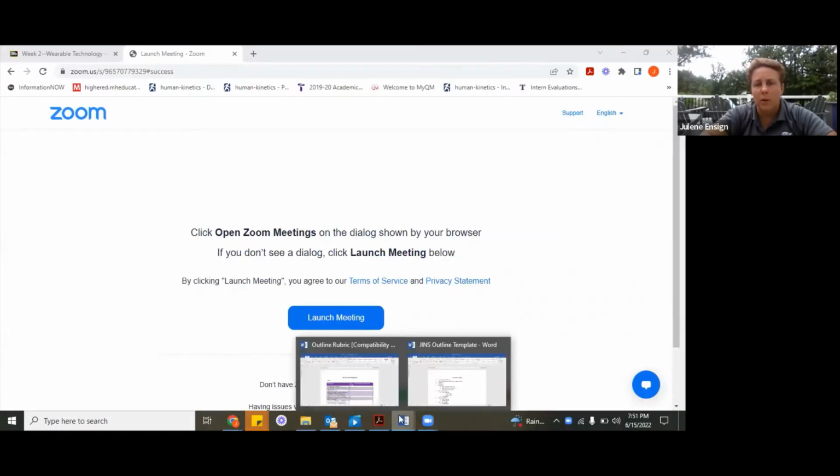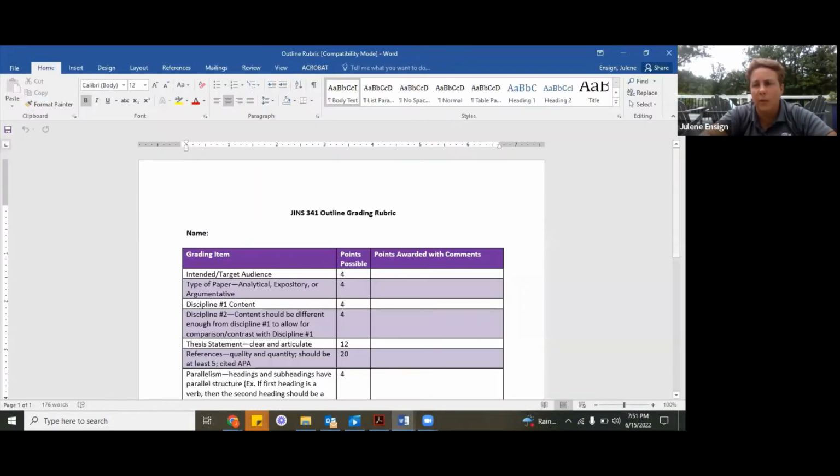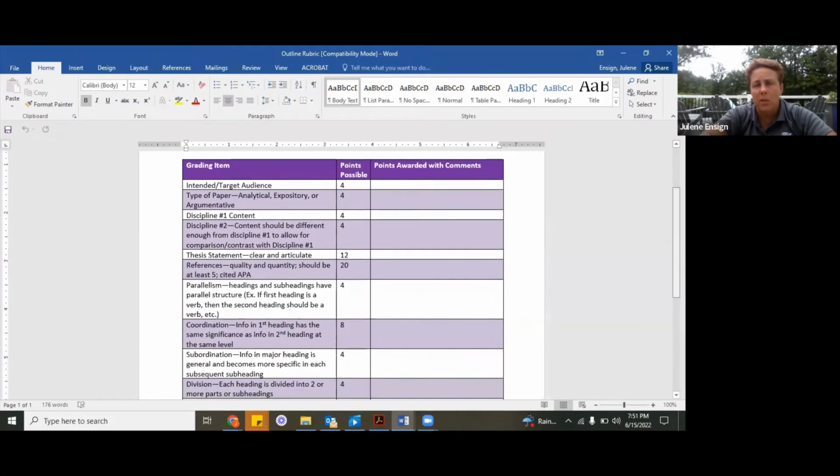Okay, so here's what this looks like. This is the rubric for how you're going to be graded. Make sure that you have all of these components there ready to go. I want to know what your intended target audience is. I want to know what type of paper you're writing: analytical, expository, argumentative. I'm looking for content from discipline number 1. I'm looking for content from discipline number 2. I want to see that there is a clear and articulate thesis statement. So that means that your purpose should be easy to find and relevant.